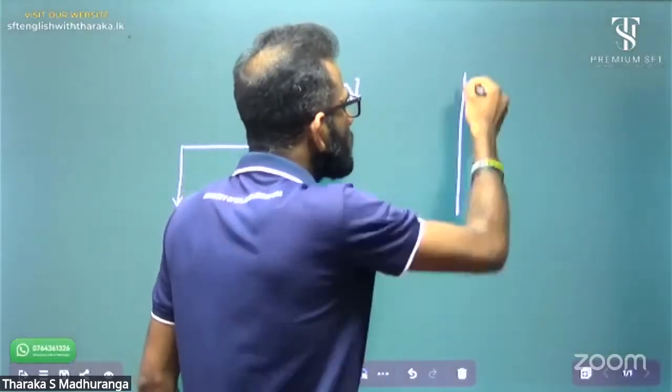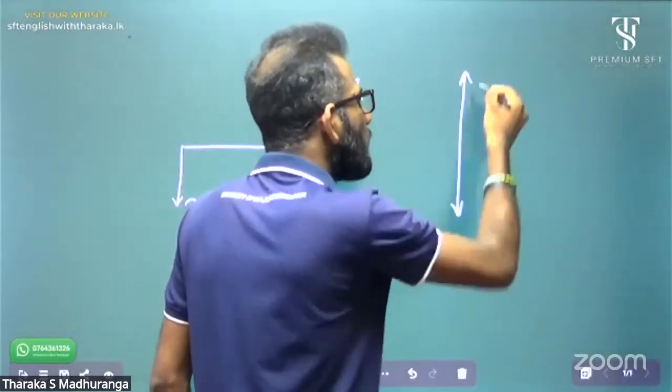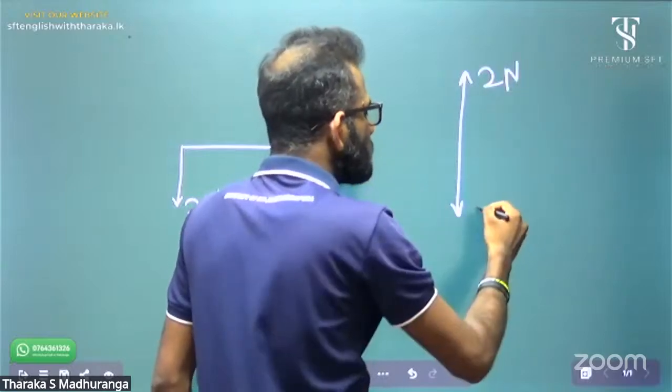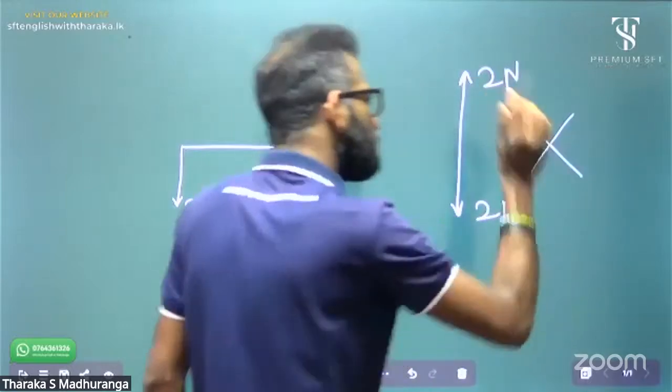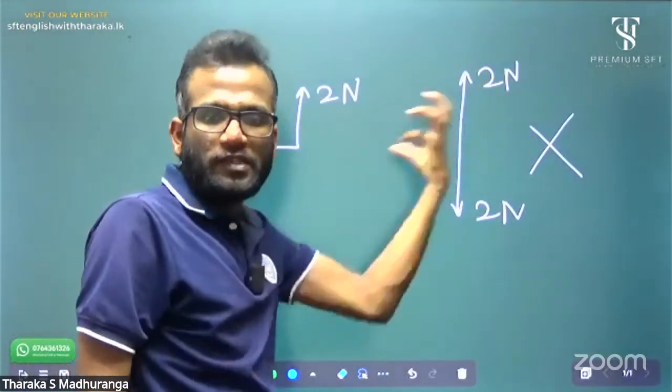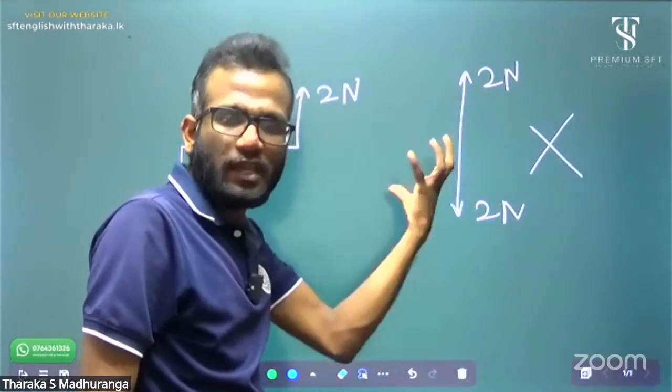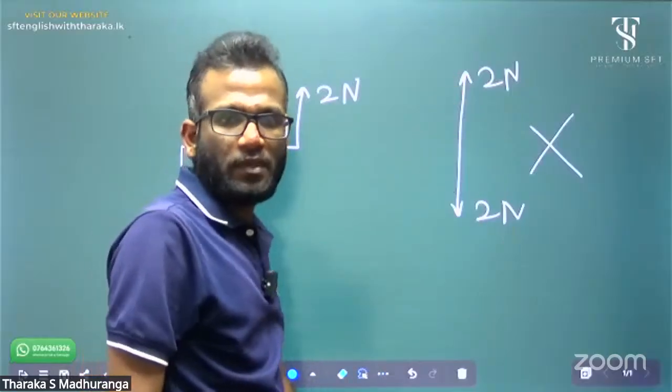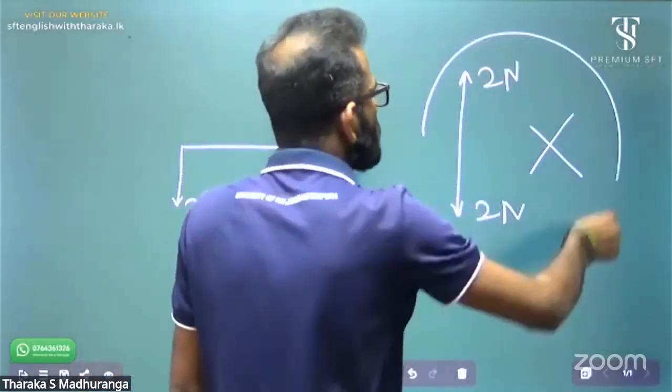If two forces act in opposite directions along the same line, it's not a couple of force. It is just two forces acting in opposite directions. That's only two balanced forces.